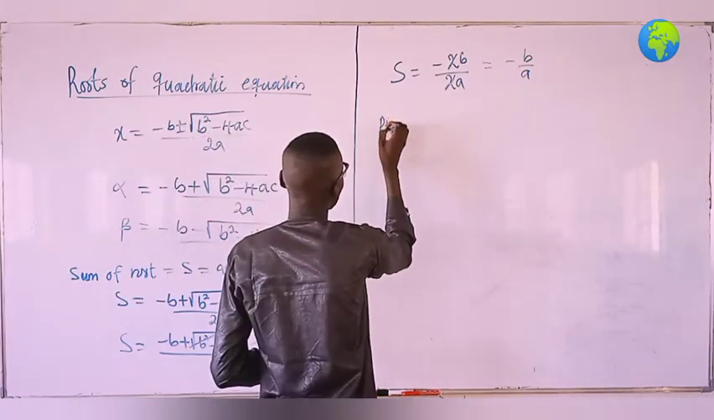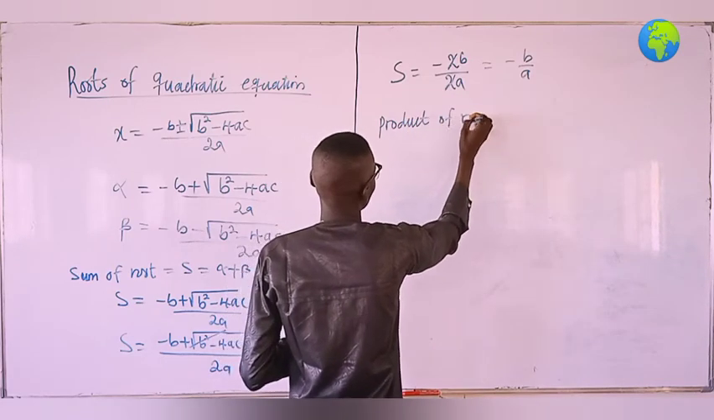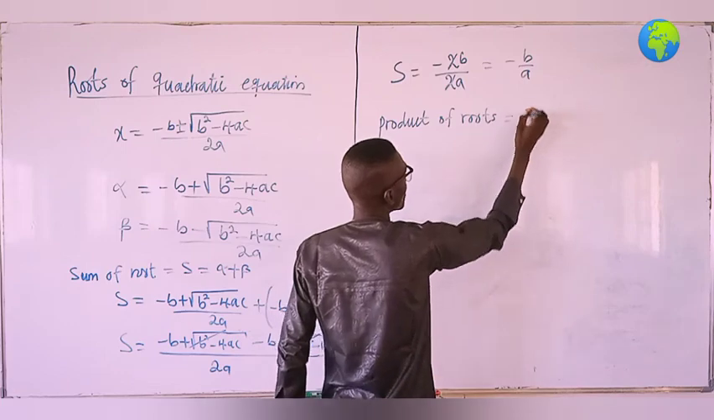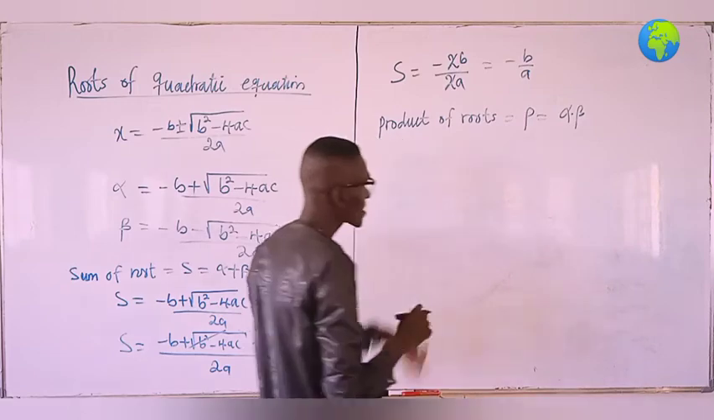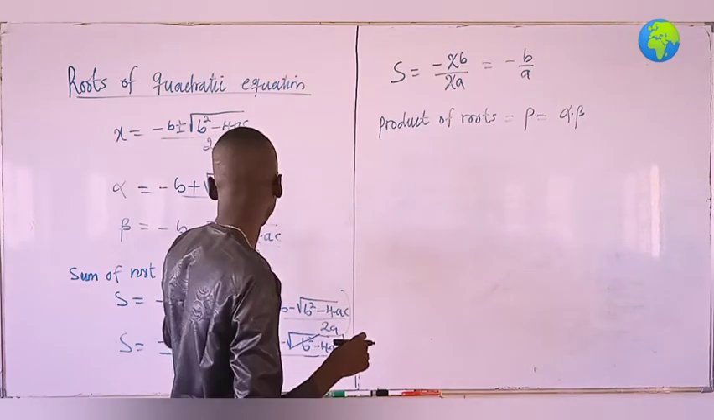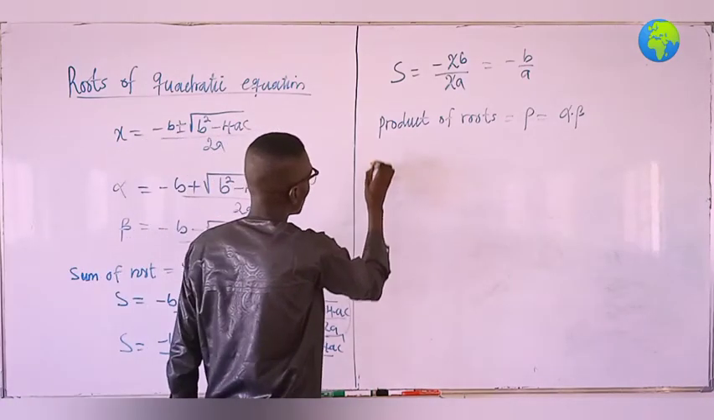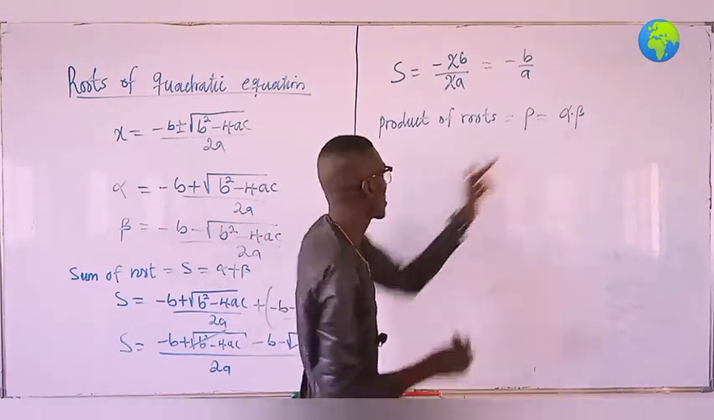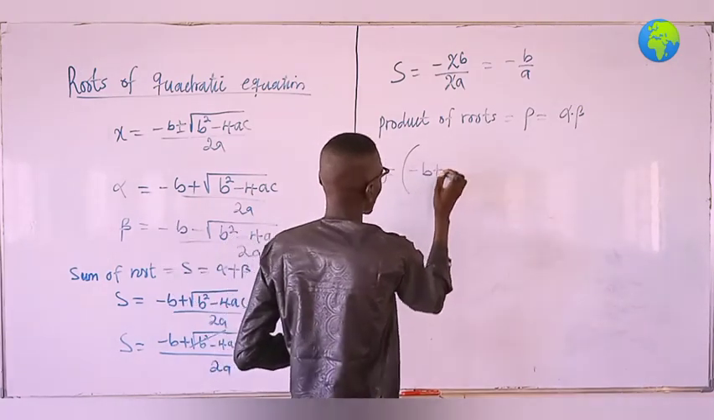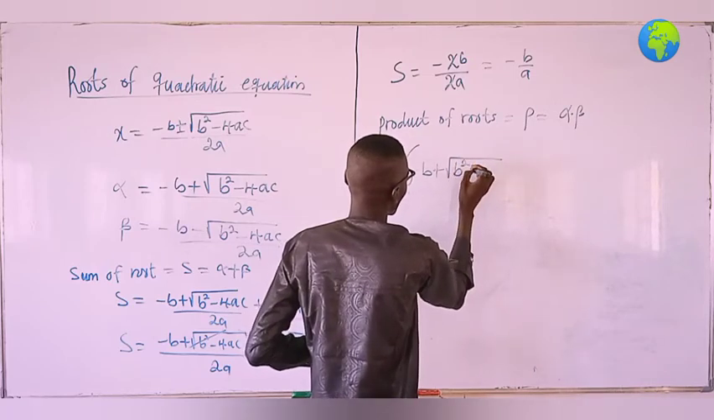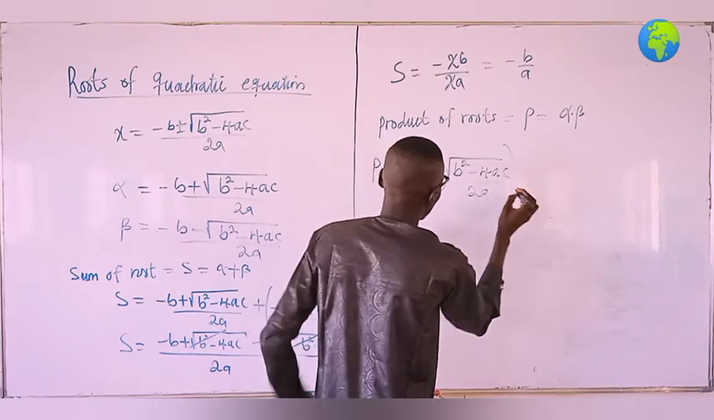When we say product, we say product of roots. Product of roots, which I'll be denoting by P, is equals what? Alpha times beta, right? Alpha times beta means the product of the root. Remember, alpha and beta are the two roots I told you we got from plus or minus. So for the P, this is equals, what is alpha? Let me put it in the bracket. Alpha is minus b plus square root of b square minus 4ac over 2a.